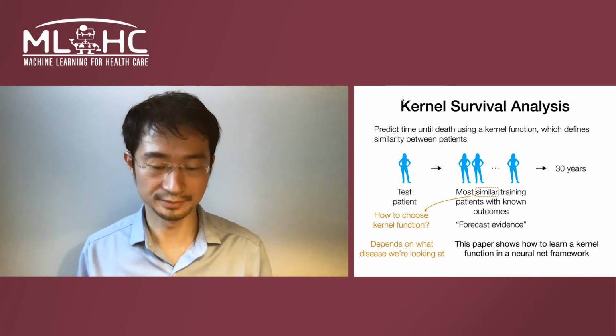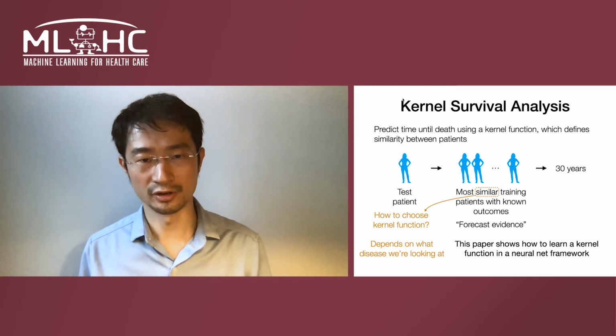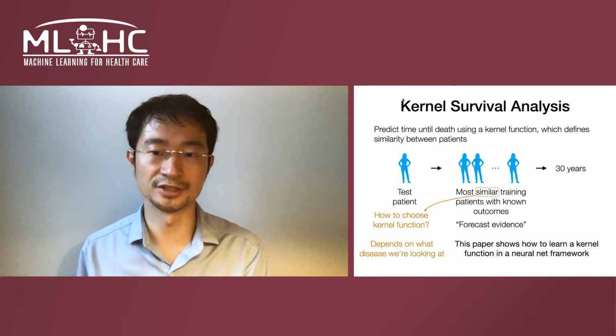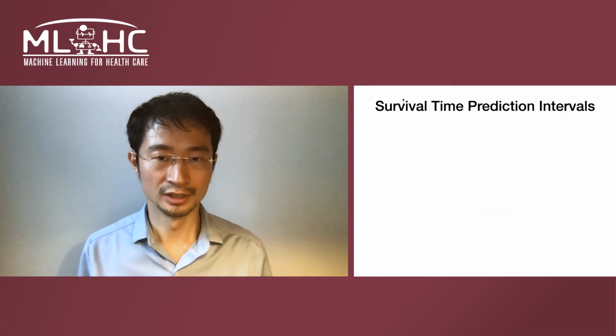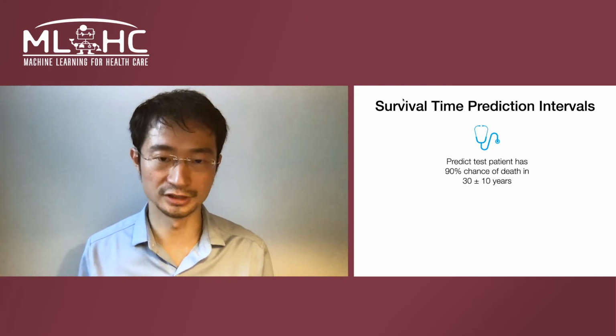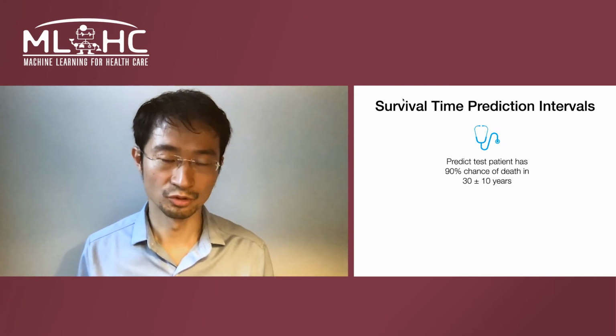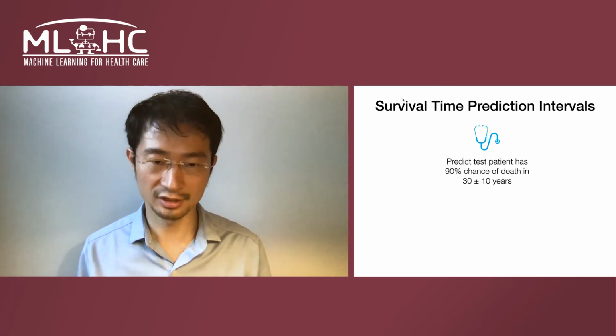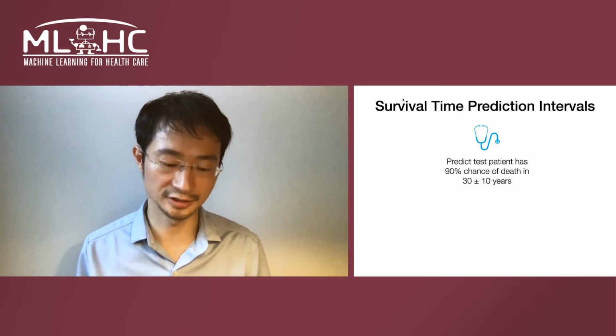neural net framework. The second part of this paper is about how to put error bars on a prediction such as 30 years until death. So this leads us to what are called survival time prediction intervals, which look something like this. We might predict that a test patient has a 90% chance of death in 30 plus or minus 10 years.